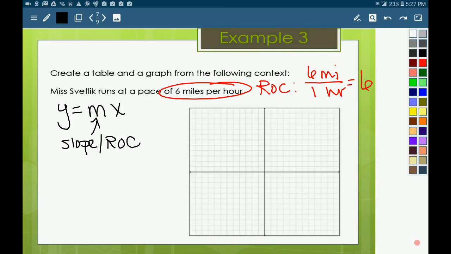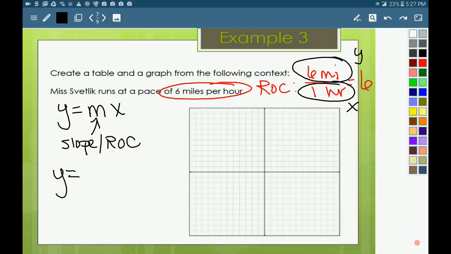Well, my input's going to be the hours, time. I'm not going to be able to see how far I ran unless I know how long I was running for. So I'm going to make the hours my x, and I'm going to make the miles my y. So that means y, the distance, is going to be equal to 6 miles per, meaning multiply, timesing by the hours, x. So there's my equation that I should be able to create a table for.